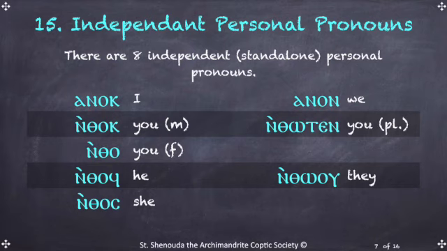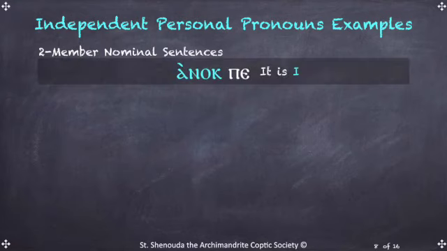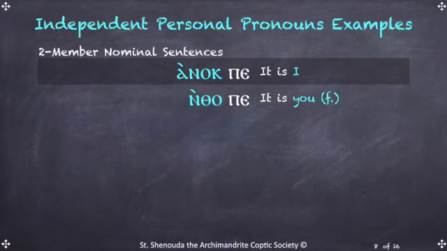Anok, meaning I, and meaning you, masculine. Ento, you, feminine. Entof is he. Entos is she. Anon, entoten, and ento. So now we can put these independent personal pronouns in the nominal sentence. For example, Anok, it is I. Ento pe, it is you, feminine.